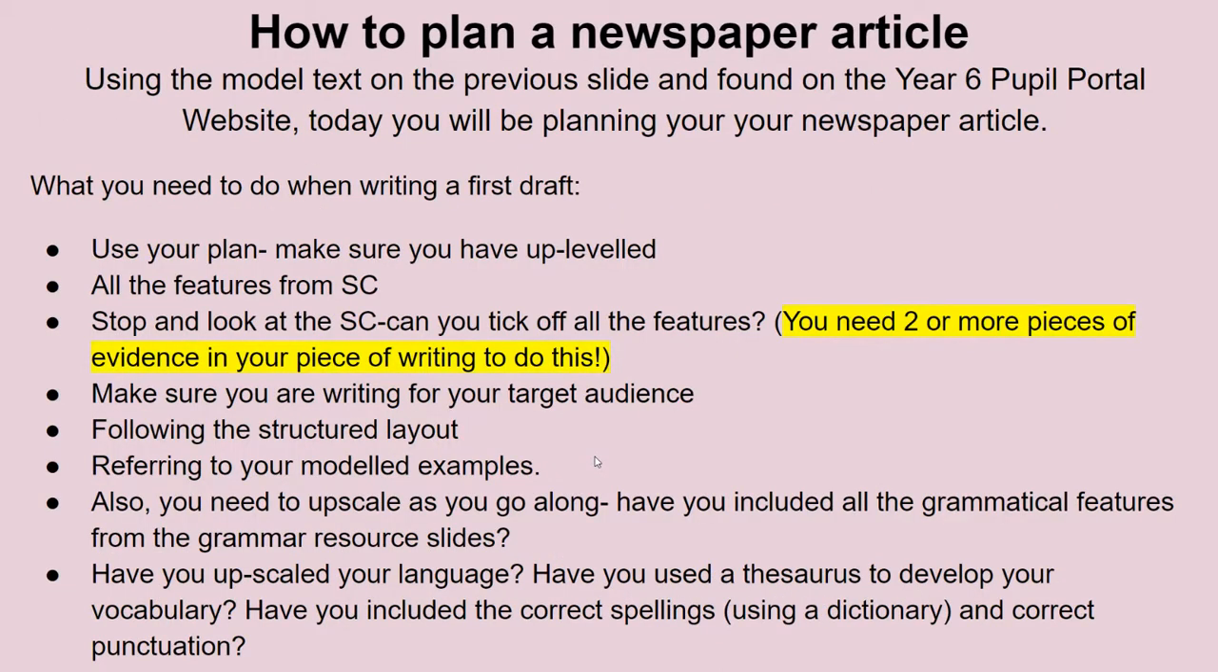So today we are looking at how to plan a newspaper article. Now, we've been working really hard over the last few days, and we've been so impressed with the level of learning that you've been uploading, ladies and gentlemen. Today is all about planning and using that model text from yesterday's lesson to support you in this planning process. So using the model text on the previous slide and found on the Year 6 Pupil Portal website, today you will be planning your newspaper article.